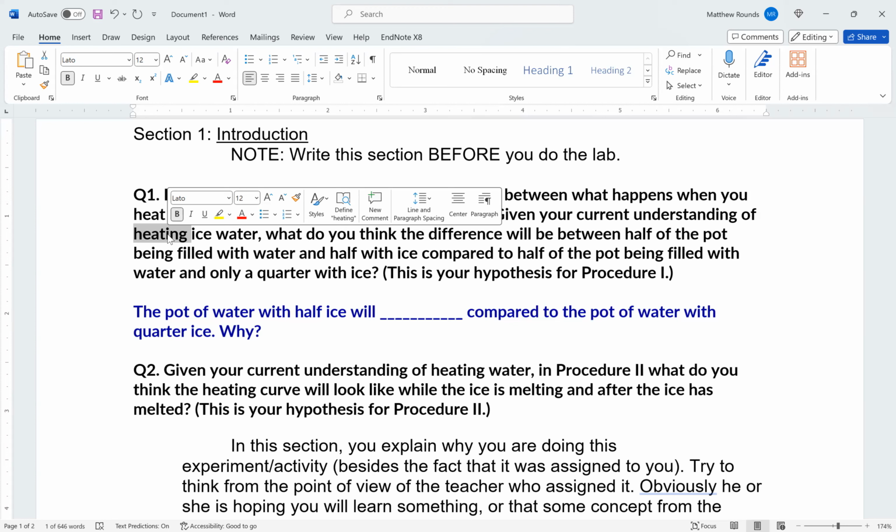So the pot with half ice in it will heat up slower because half is more than a quarter. So the quarter one will take less time to heat up. Does that make sense or am I being confusing? Go ahead and just type it out. Okay.